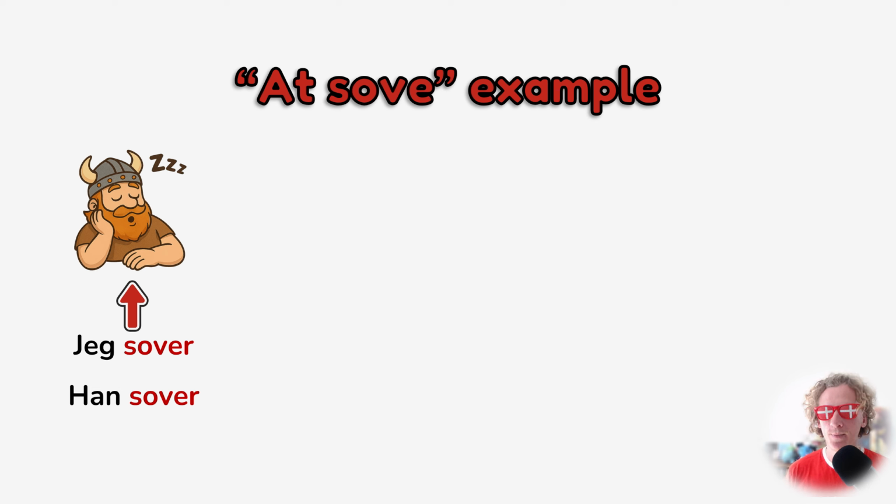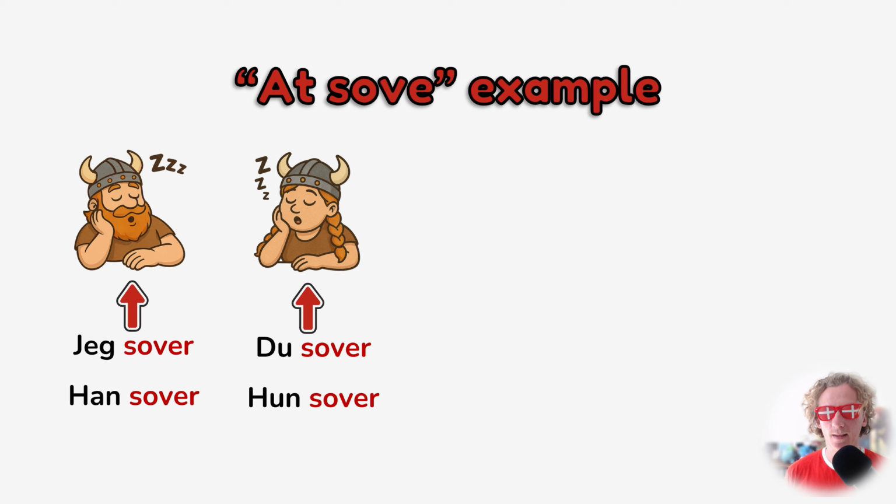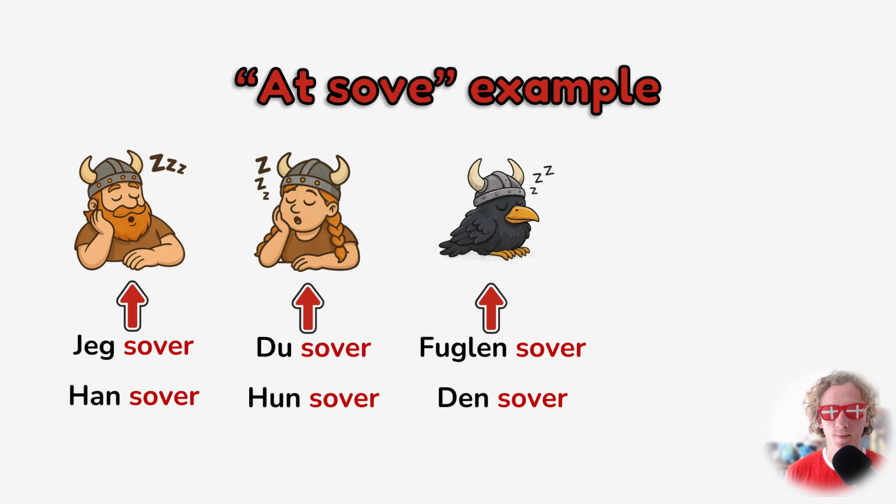Nothing changes. So let's try and check here. So same goes for you and she. Du sover. You sleep. Hun sover. She sleeps. And what about if it's a third person? Here we have a bird. Bird in Danish is called en fugl. So fuglen sover. Den sover. The bird is sleeping. It's sleeping.